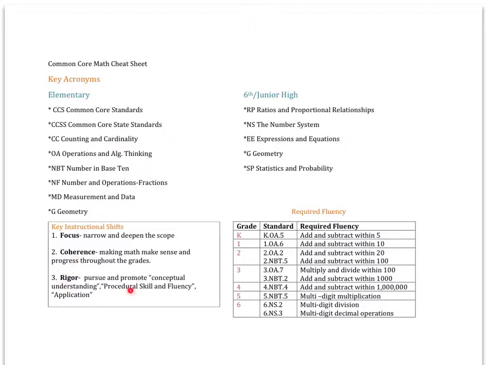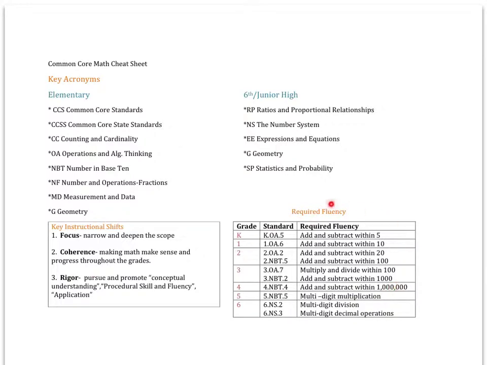Down the lower left-hand corner, we have the key instructional shifts. First one is focus, second is coherence, and the third is rigor. And I know you've heard a lot about rigor in your staff meetings, and we'll be focusing on that next year in our professional development as well.